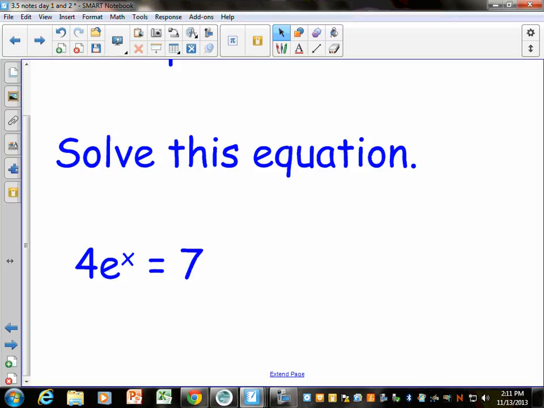Yes, so right, because e raises to a power. When you do the ln to both sides, that's raising it to a power. But yes, when you ln both sides, it's a power.